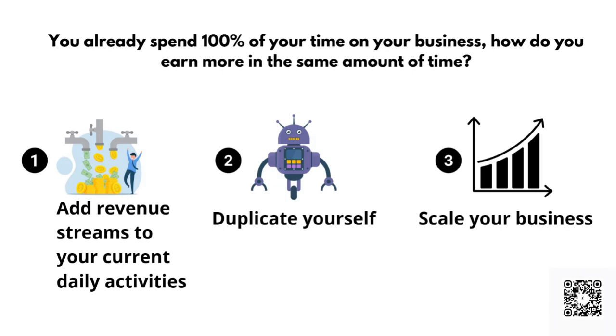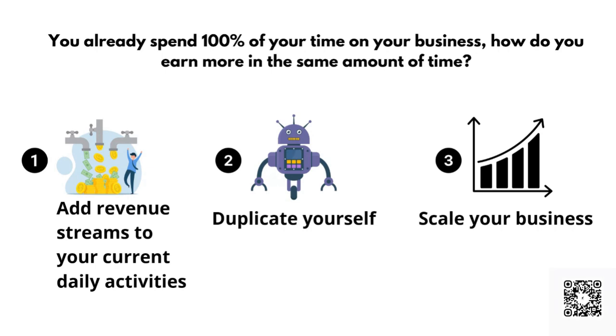There's a couple ways to do that. You could add another revenue stream to what you're currently doing. So you're not necessarily going to do more, you're just going to do something parallel to what you're already doing. The image there: we're going to open up another faucet along the same lines of what we're already doing, right?